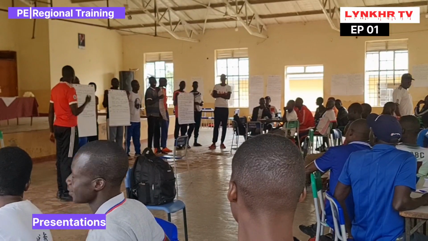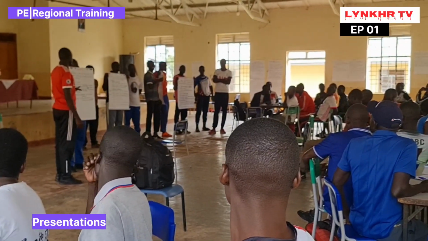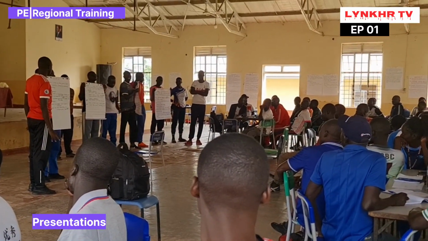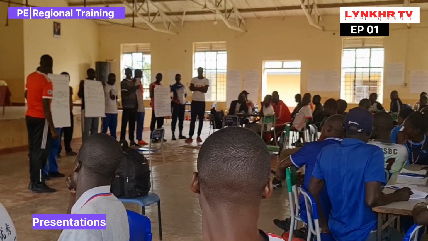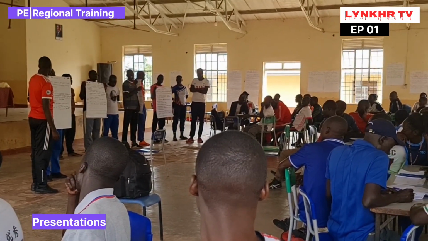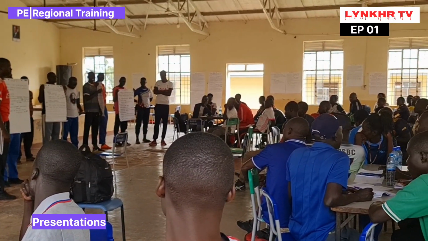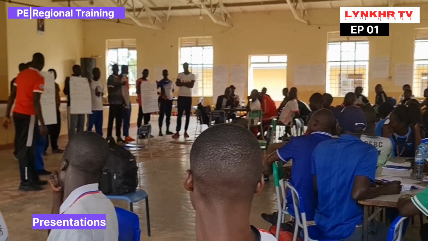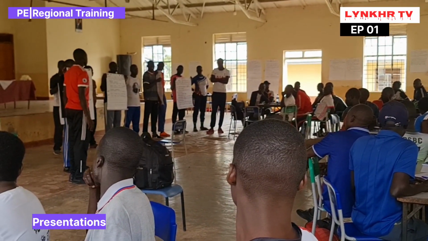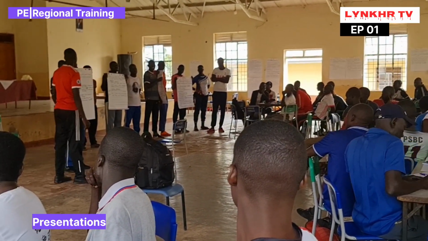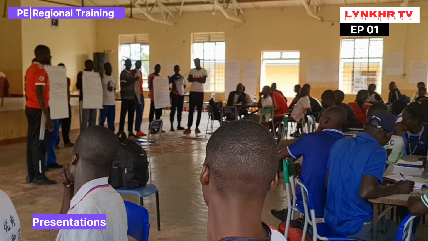Another one we have is medium distance races. For example, we have the 800 meters and 1,500 meters. Then, after that, we have short distance races. We call them sprints because they are sprinting. For example, we have 200 meters, 100 meters, relays, and others.